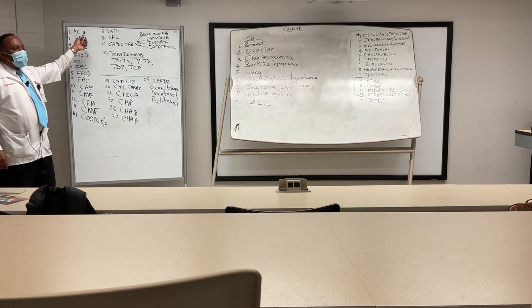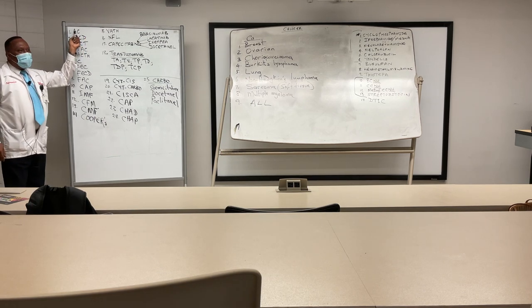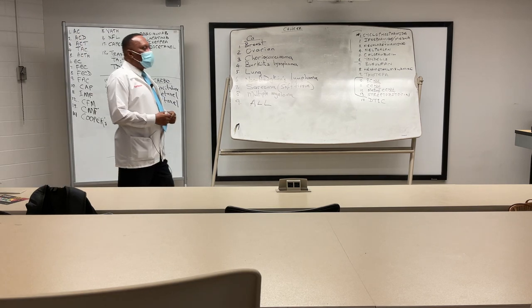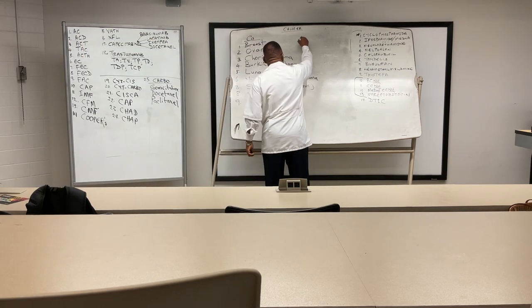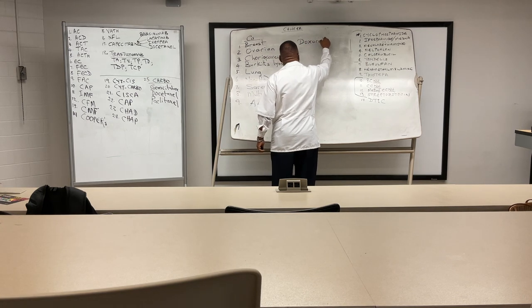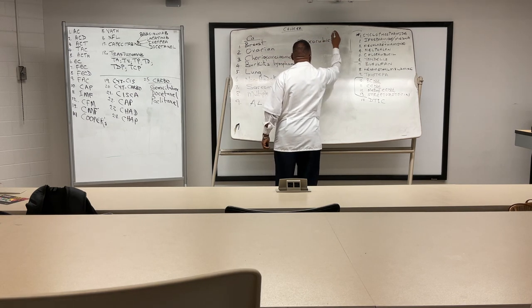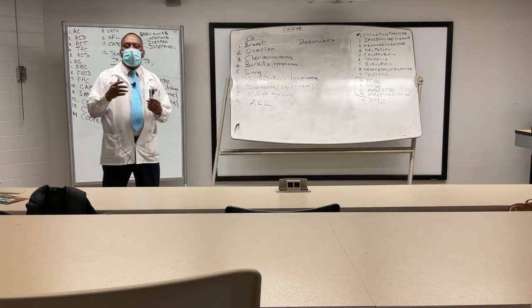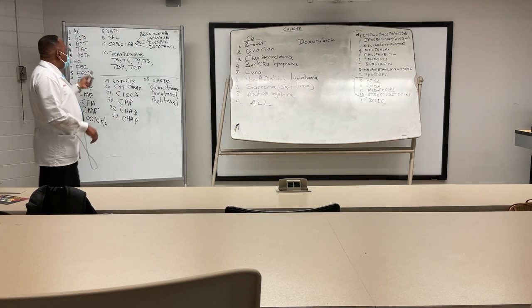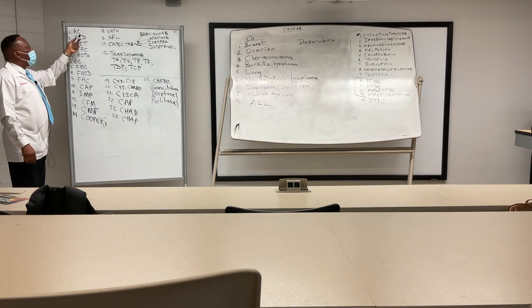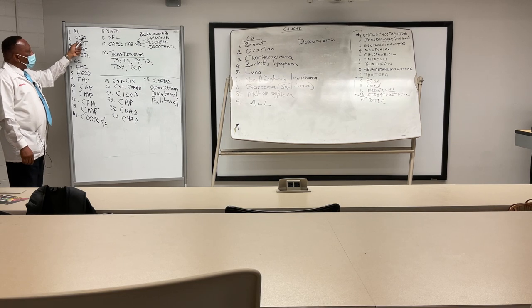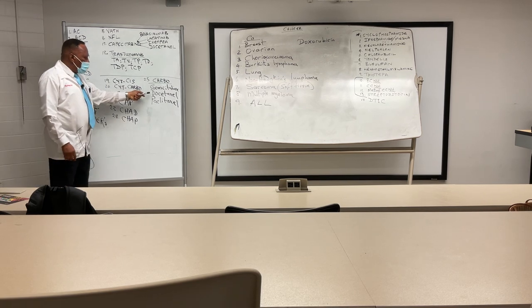So the AC regimen, you have adriamycin and cyclophosphamide. Adriamycin is also called doxorubicin. It's one of your antibiotics that you use in cancer. So that's AC, adriamycin and cyclophosphamide, and ACD is adriamycin, cyclophosphamide, and that D is docetaxel, this drug right here.